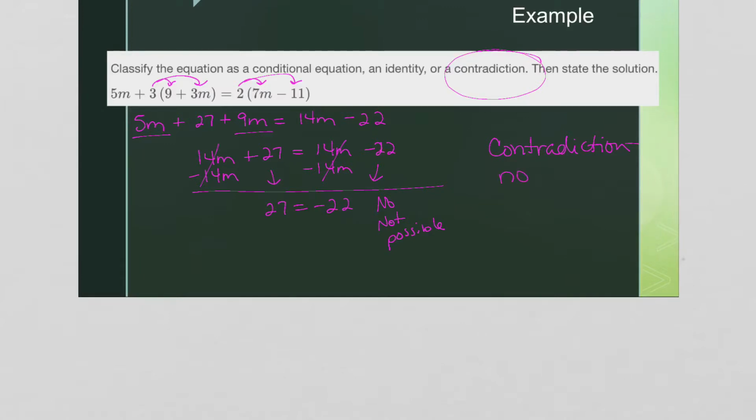And there are no solutions to this problem. Doesn't matter what number we try to put in, no matter what number you pick, nothing will ever work here because 27 never equals negative 22. Now, it doesn't always end up to be 27 and negative 22. It could be 4 equals 3. Something ridiculous is what you'll be left with, that it isn't possible. These two numbers are not the same number. They can't be equal to each other. So anytime you end up with something ridiculous like that, your variables went away, and you end up with something ridiculous, you have a contradiction.